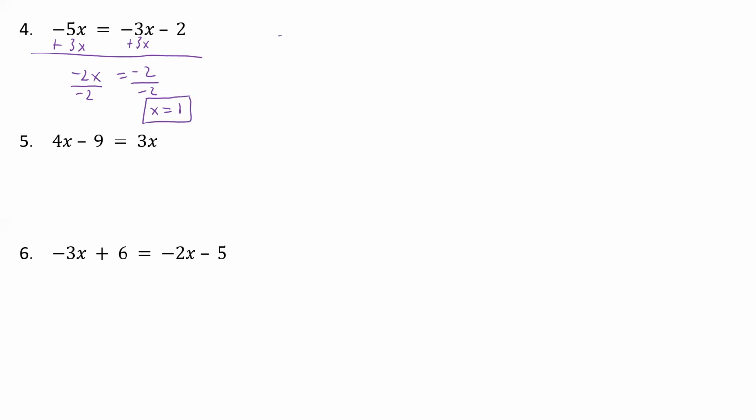Now does that check? Minus 5 times 1. We kind of wrote that a little bit backwards, but it's negative 3 times 1, same thing. So minus 5 equals minus 3 minus 2. Minus 5 equals minus 5. That checks. All right, what about here?